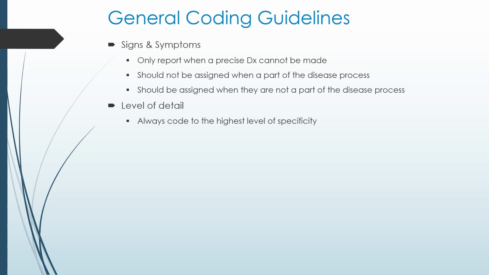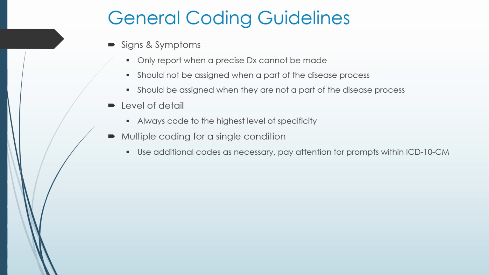We always want to make sure that we pay attention to the level of detail and code to the highest level of specificity available for that diagnosis. We can do multiple coding for a single condition, so we might use additional codes as necessary, and we want to pay attention to prompts within ICD-10. A good one here, again bringing it back to our current status, is COVID-19. We might have a patient that is COVID-19 positive, and then they might also have an underlying pneumonia related to the COVID-19. For that, we would go ahead and code the COVID-19 diagnosis in addition to the pneumonia.